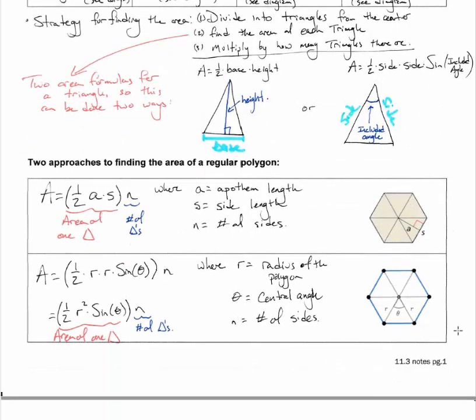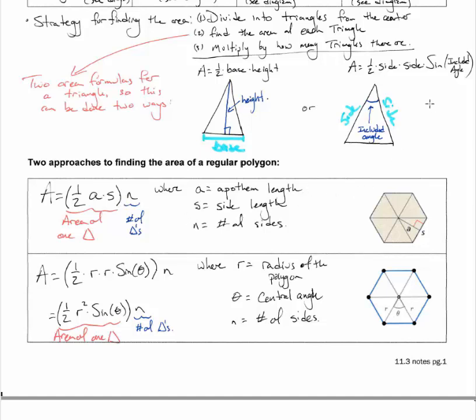So one method, the more classic method, is using an apothem and a side length. So I could use this 1/2 base times height, where the height is just this apothem length, and the base is a side of the polygon. So if I do 1/2 apothem times side, that gives me the area of one of these little triangles I've created, like here. And then I multiply by how many of these triangles there are. In this case of a hexagon, there are 6 of them, so n would be 6.